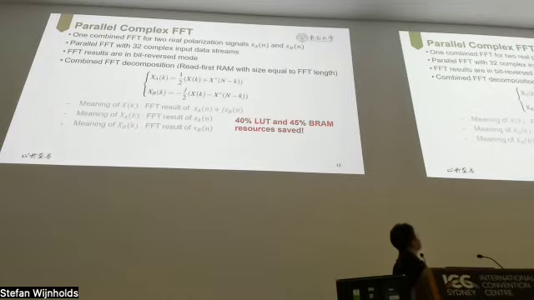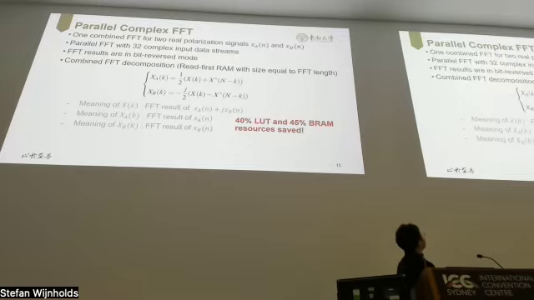And we want to talk more about the details of the parallel complex FFT. We have 2 real polarization signals input as XA and XB, and we do a combined FFT for these 2 signals. So this results in a parallel FFT with 32 complex input data streams. And the FFT results are in bit reverse mode to save resources.